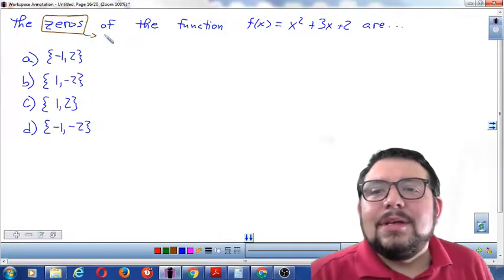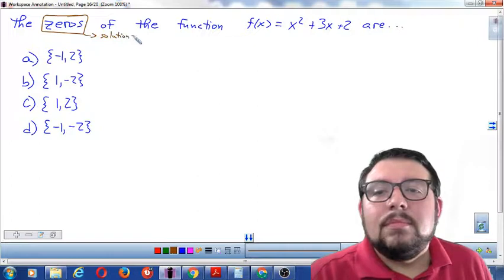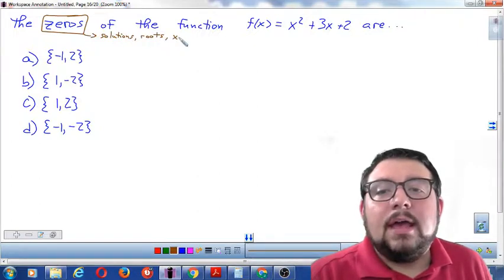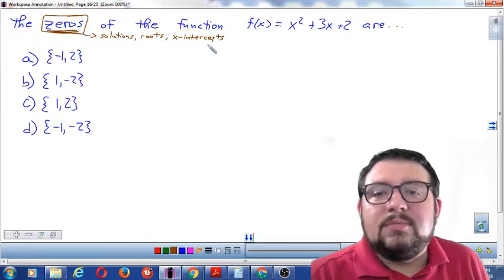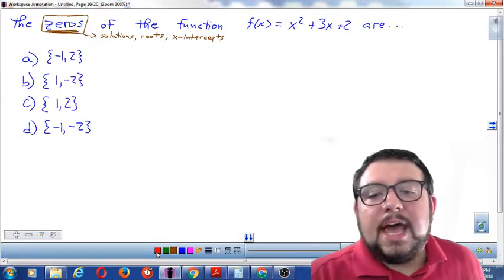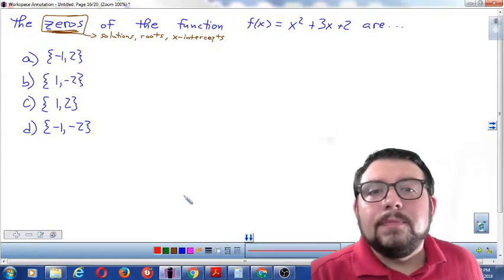So zeros can also mean solutions, roots, and x-intercepts. So if the problem that you see has inside this brown box one of these brown words, you're still going to do this exact same strategy and it will work.